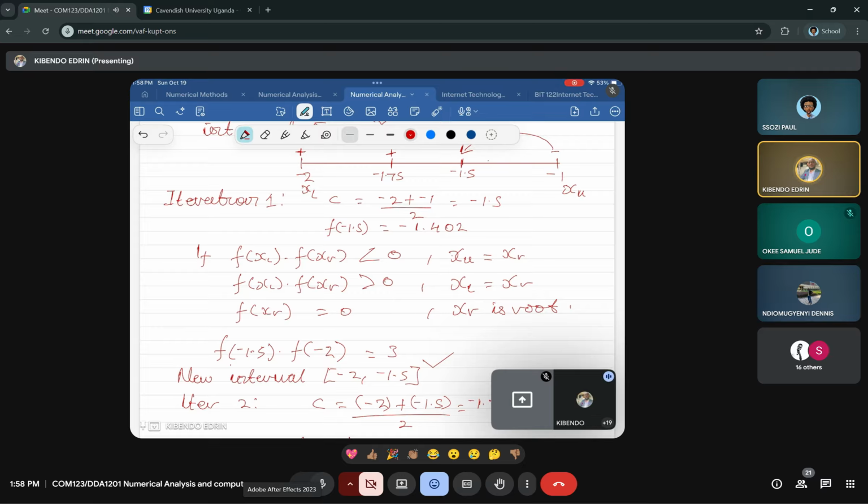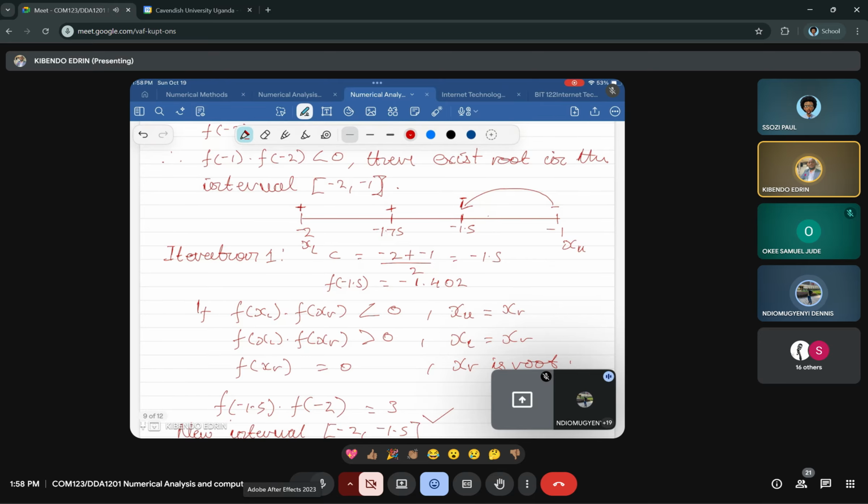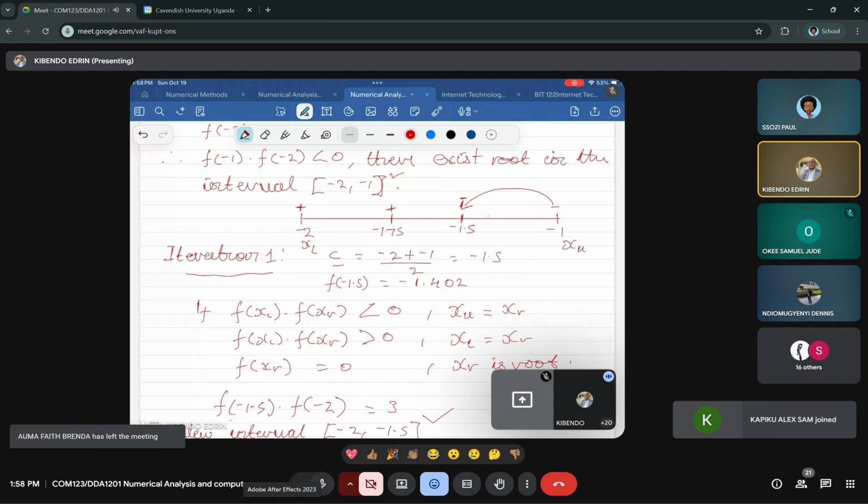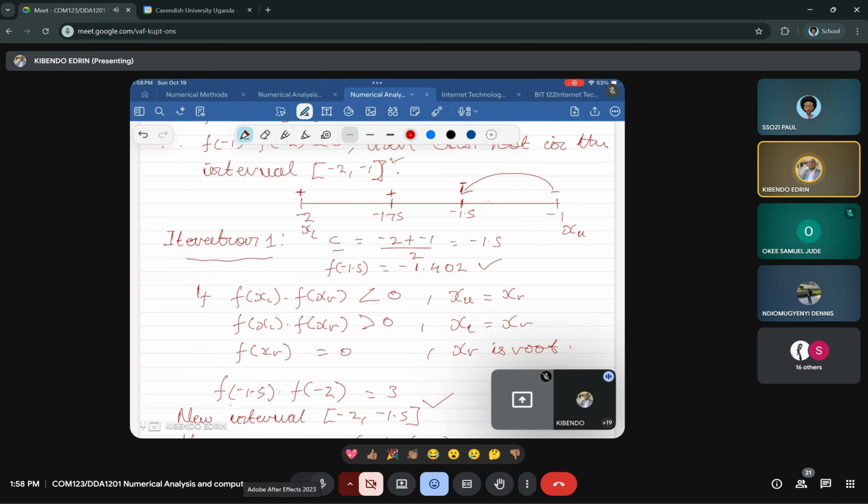I'm not getting you actually. How did we get that 1.5? Let's go back. This was our first interval, right? The one that we gave. Our first iteration, we had to find the C, which is negative 2 plus negative 1, divided by 2. You get negative 1.5. To evaluate this, we got negative 1.402. Okay, I get it now. Can we continue now? We can continue.